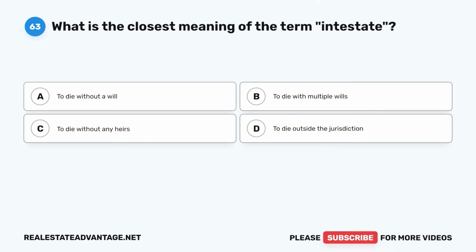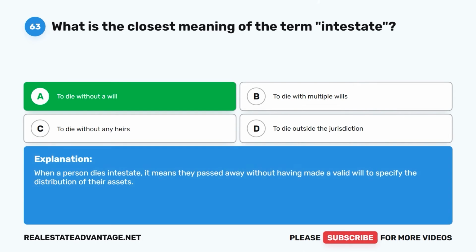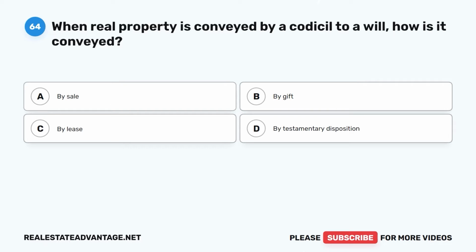Question 63. What is the closest meaning of the term intestate? A. To die without a will. B. To die with multiple wills. C. To die without any heirs. D. To die outside the jurisdiction. The correct answer is A. To die without a will. When a person dies intestate, it means they passed away without having made a valid will to specify the distribution of their assets.